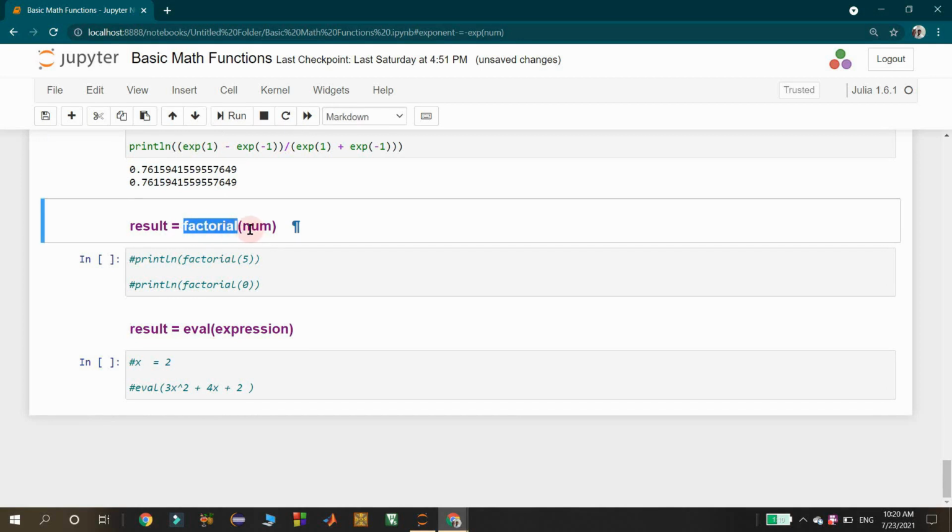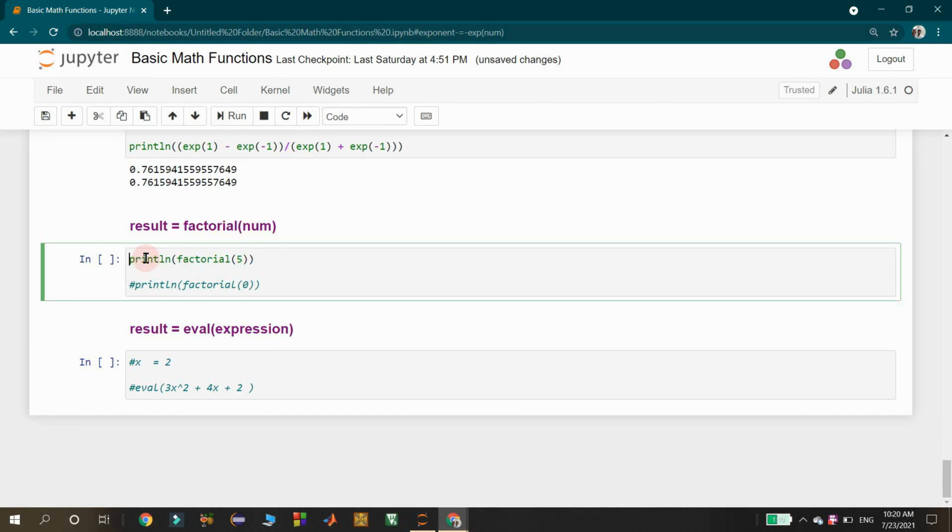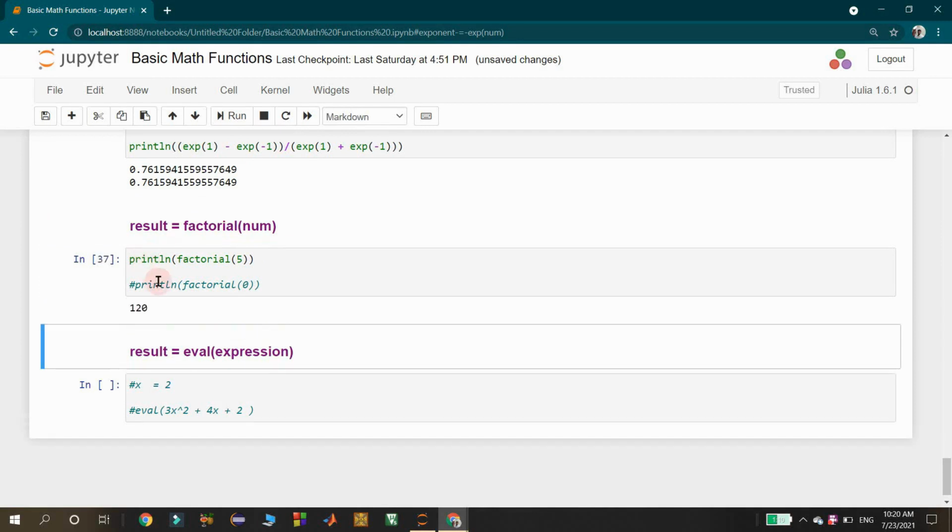The last but one function I am going to consider for this video is factorial, which takes a number and computes its factorial. Factorial of 5 I am considering, then I got 120.